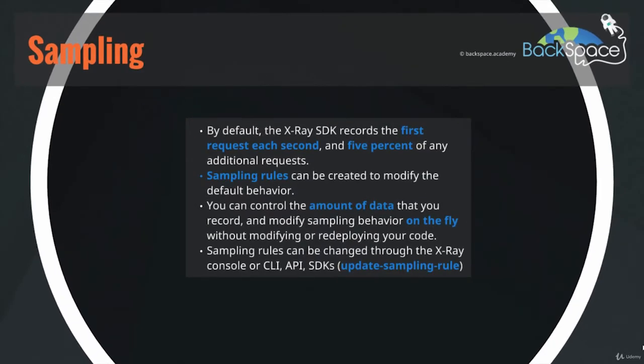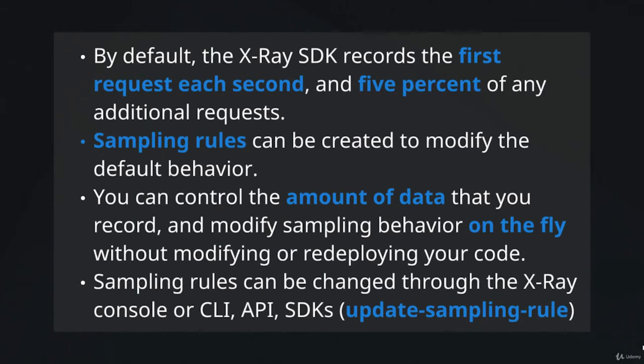By default, the X-Ray SDK will record the first request each second and 5% of any additional requests. So it doesn't record every single request, but it takes a sample of those requests. Now, those samples are defined in the sampling rules, and they can be created to modify that default behavior. So you can control the amount of data that you record and modify that sampling behavior on the fly. So you don't need to shut anything down. You can do it on the fly without modifying or redeploying your application code. So those sampling rules can be changed through the X-Ray console or through the command line interface using the update sampling rule command, or the X-Ray API, or one of the many software development kits.